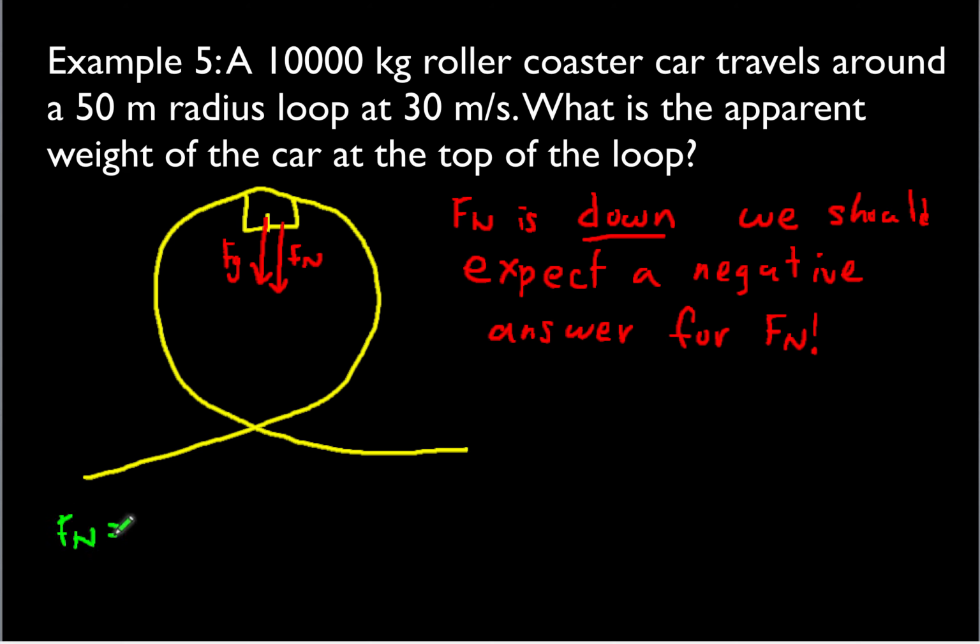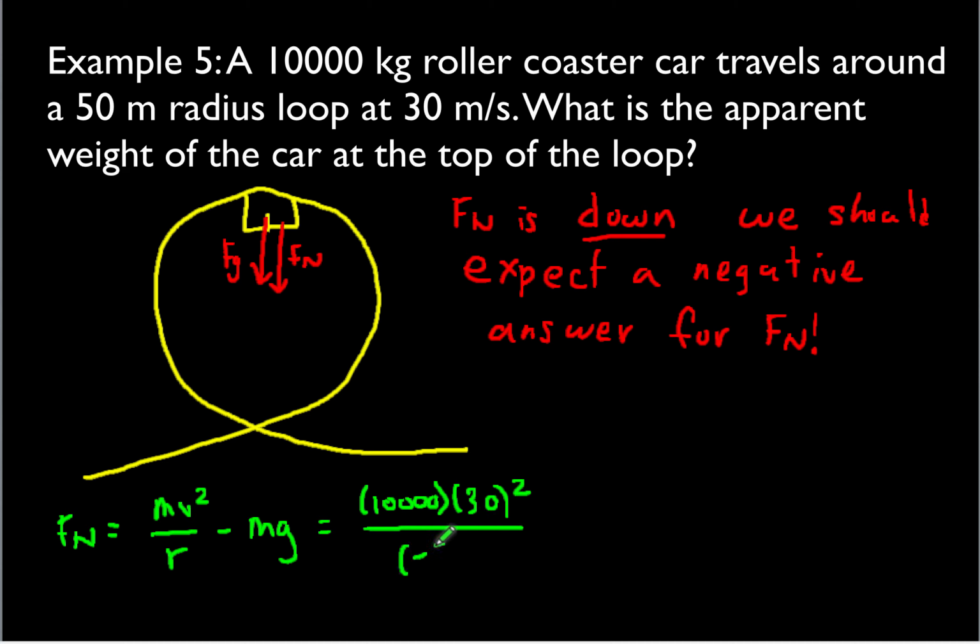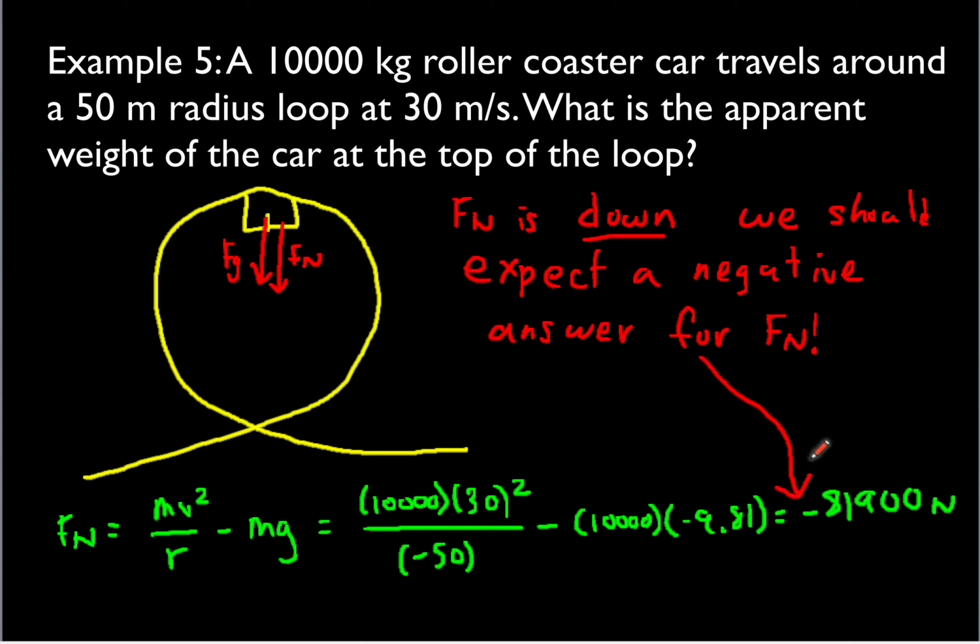So let's calculate the Fn. Fn equals mv squared over r minus mg, which is 10,000 times 30 squared divided by negative 50, which is the radius, negative because it's down, minus 10,000, the mass, times negative 9.81, which is g. This gives us a value of negative 81,900 newtons. This is negative as we expect, which is a good sign.